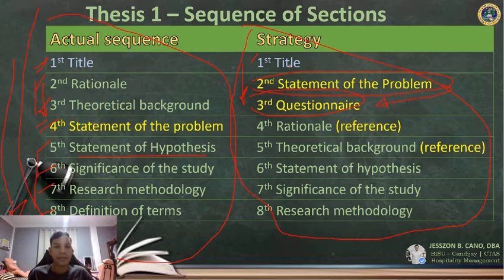So if your title, statement of the problem, and questionnaire are really harmonious with each other, no possible problem will occur in your thesis writing. Okay, so it is very easy for you to create your theoretical or literature background. It is easy for you to create a statement of hypothesis, significance of the study, and research methodology, if these 3 things are very clear. So you must focus on the title, SOP, and the questionnaire.